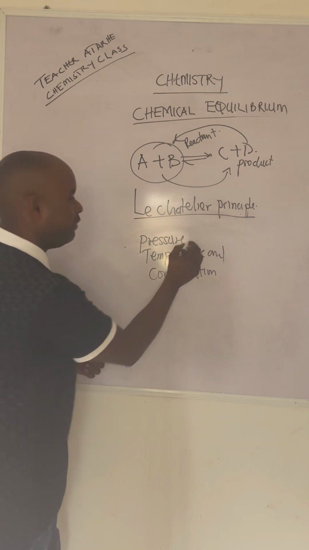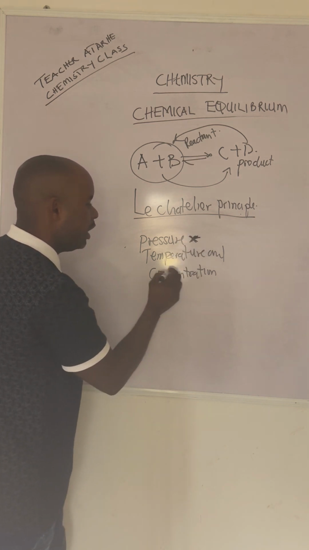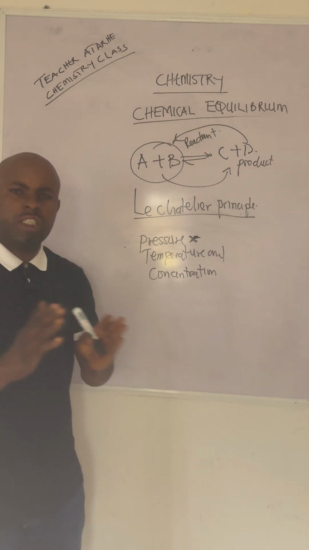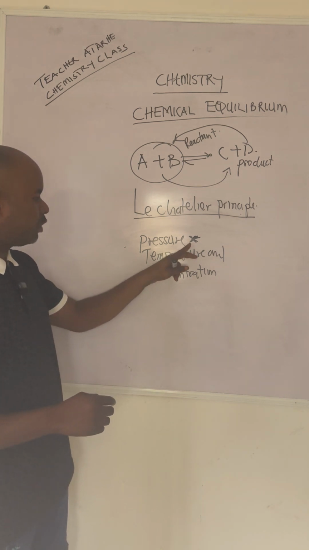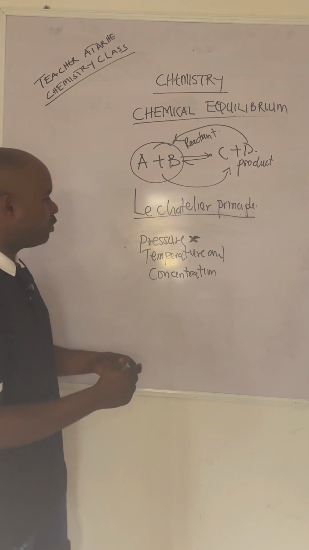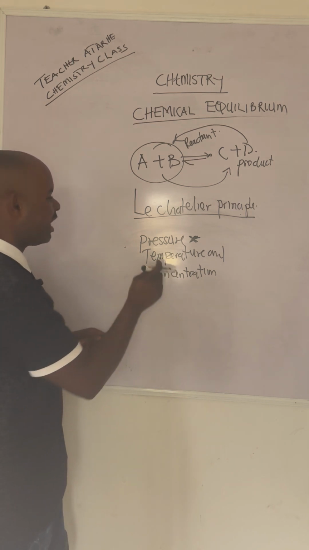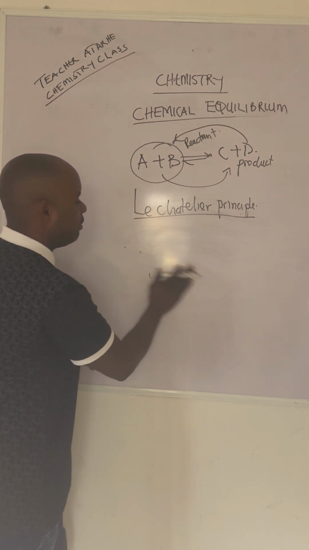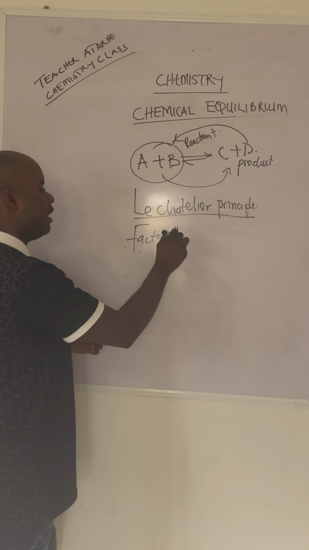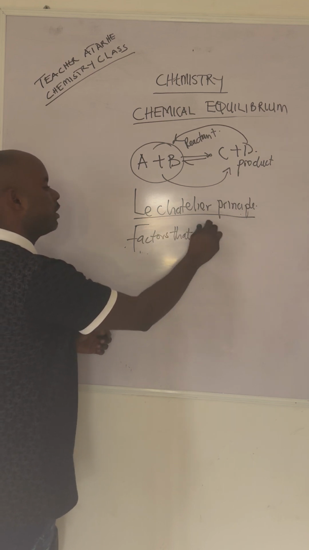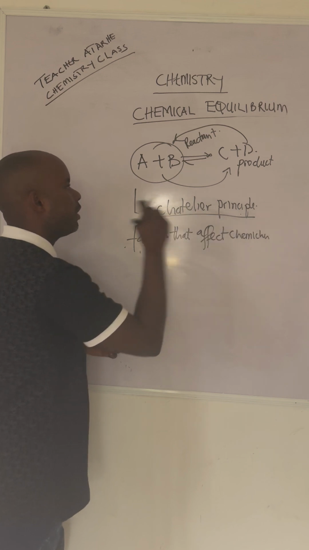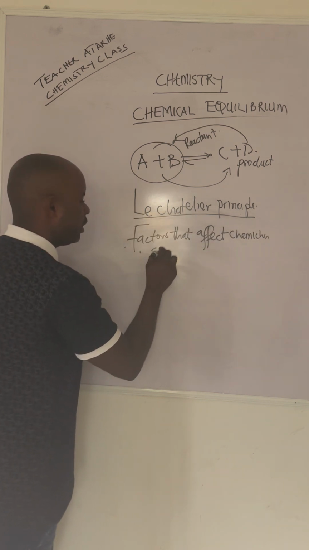That is to say, if there's a change in pressure, there is a what? The equilibrium position is going to adjust or shift so that the effect of this pressure change will not have effect on the system. So in this aspect, we are going to discuss the factors that affect chemical equilibrium.